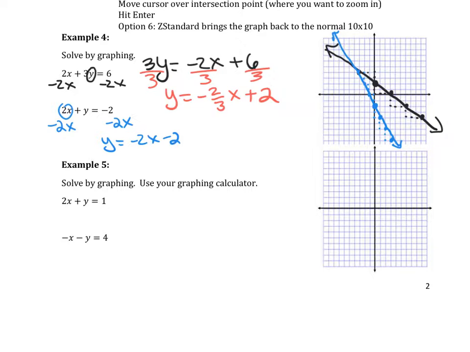So again, we can look at our table if we want to see if we can see where our y values are the same.